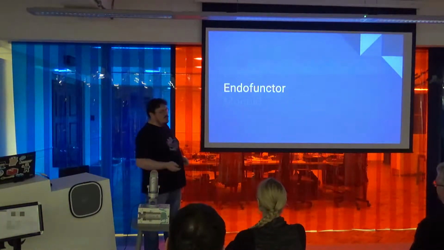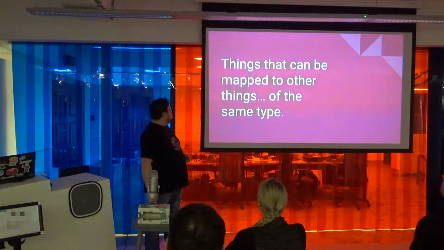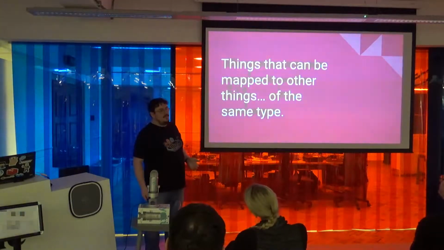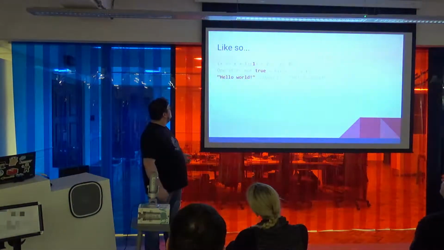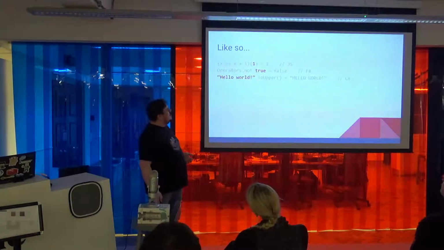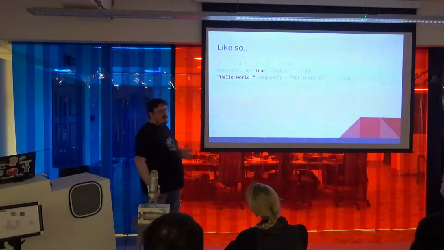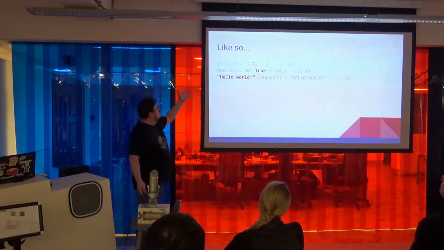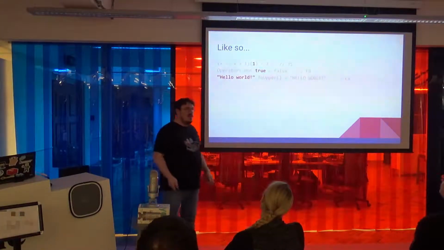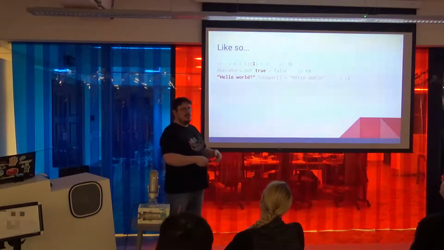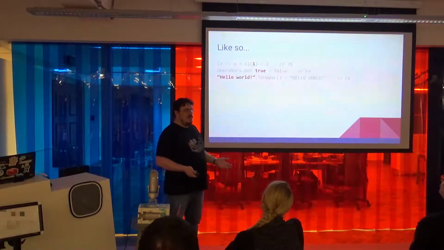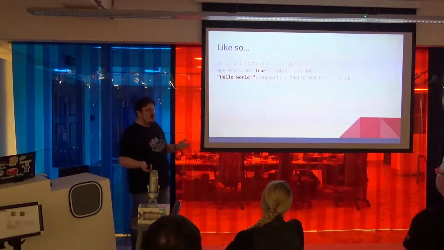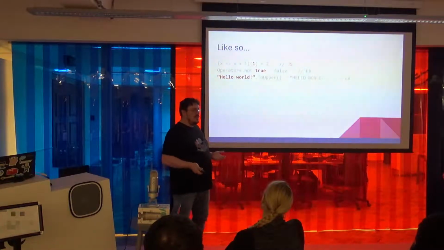That sounds more complicated, but they're not. It simply means things that can be mapped to other things of the same type. In fact, all of the examples we saw before were also endofunctors. So integers, bools, strings are all endofunctors because they can all be mapped through functions to things of the same type. Same as with functors, in most programming languages, pretty much all types are also endofunctors.